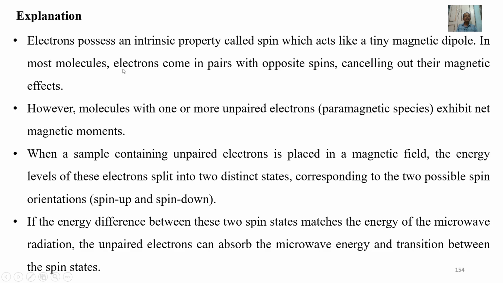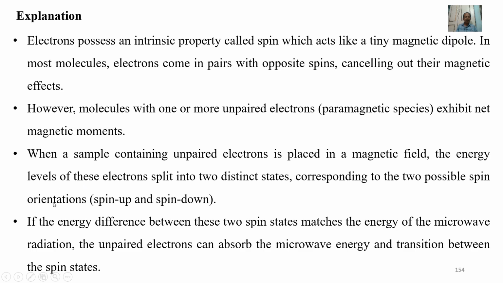Explanation. Electrons possess an intrinsic property called spin, which acts like a tiny magnetic dipole. In most molecules, electrons come in pairs with opposite spins, cancelling out their magnetic effects. However, molecules with one or more unpaired electrons, what we call paramagnetic species, exhibit net magnetic moments. When a sample containing unpaired electrons is placed in a magnetic field, the energy levels of these electrons split into two distinct states, corresponding to the two possible spin orientations, spin up and spin down.